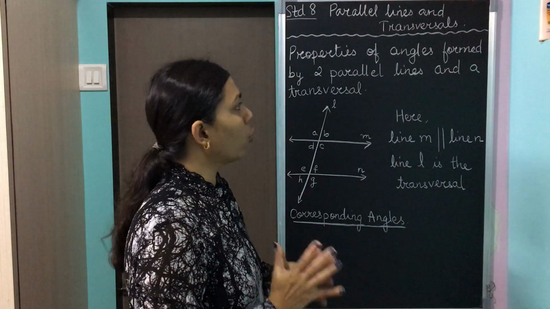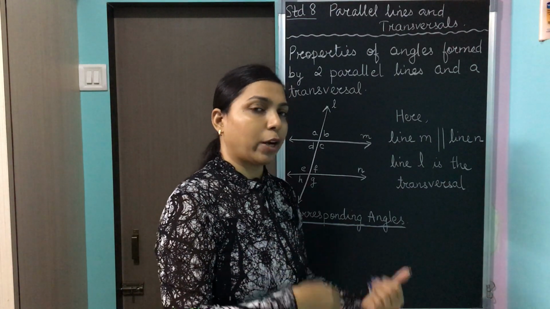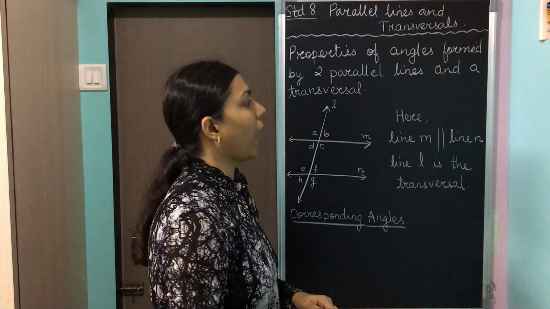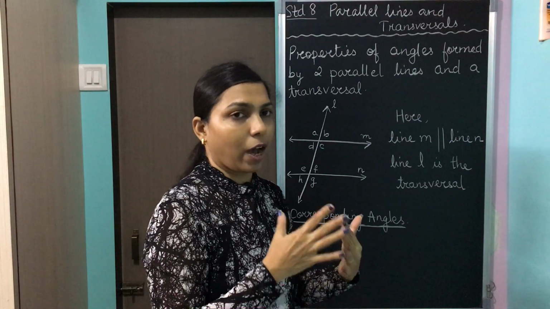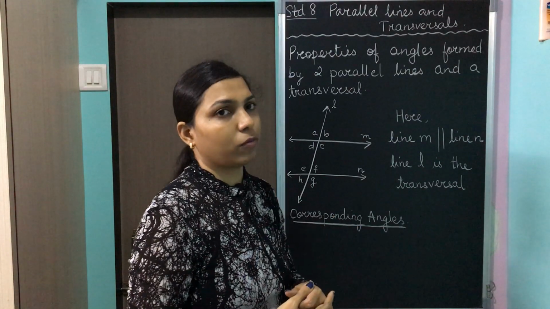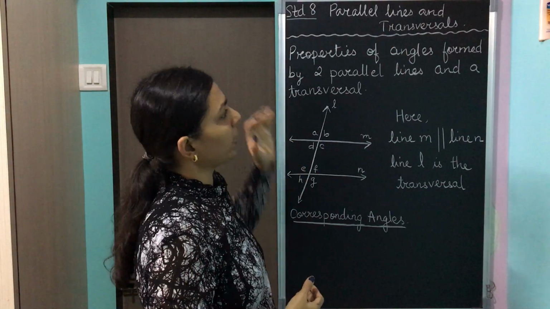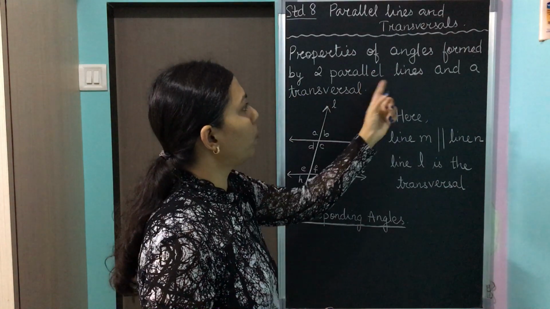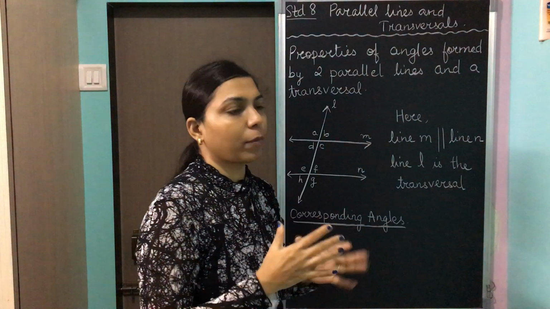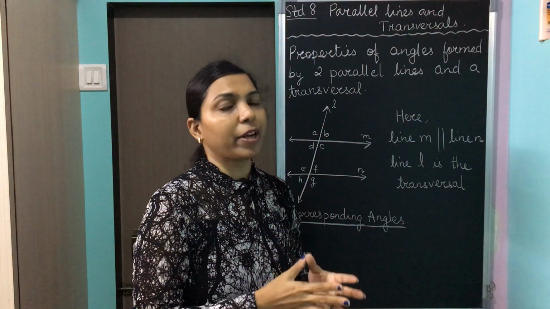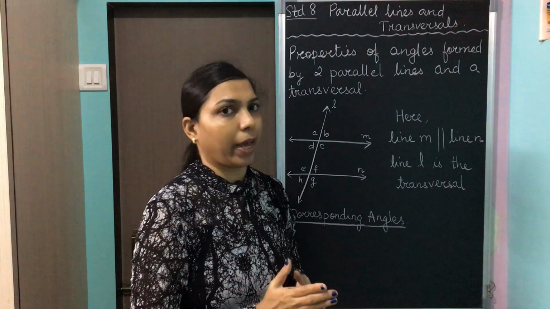I hope you all have already revised and gone through what we had learned in our previous class, and we will continue from there. That was our basic, so we will be continuing forward from there. We will now be studying the properties of the angles formed by two parallel lines and a transversal, the line which will be cutting through our parallel lines.